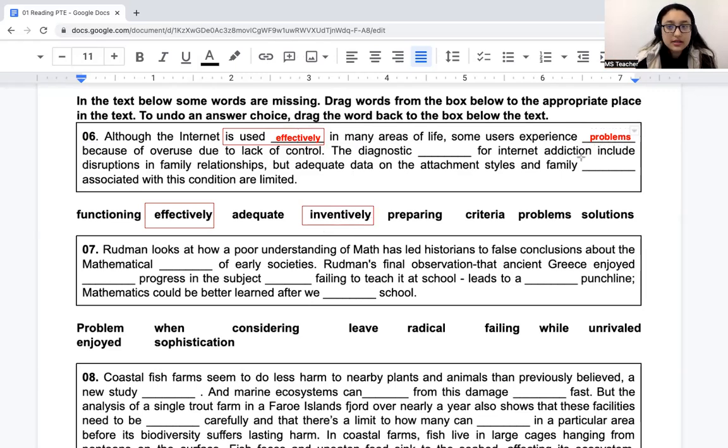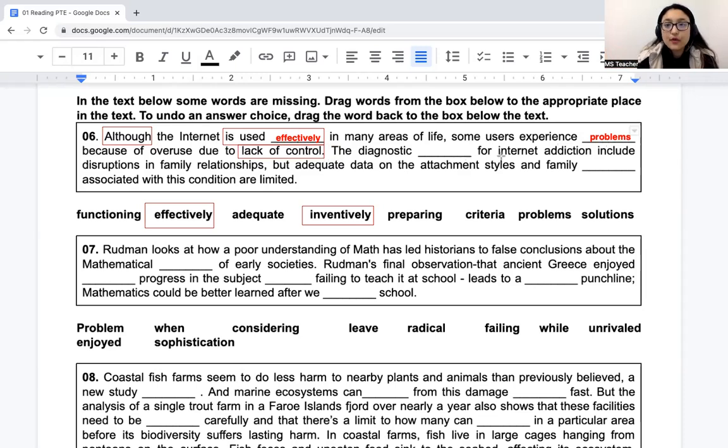I don't think there's any problem, but let me give you a certain idea about the word although. Although is used for what? Positive and negative, like however and but. So when you see the word although, one side will be positive and the other side will be negative. So although the internet is used effectively, which is a positive side, some users experience problems due to lack of control. Again, something related to problems.